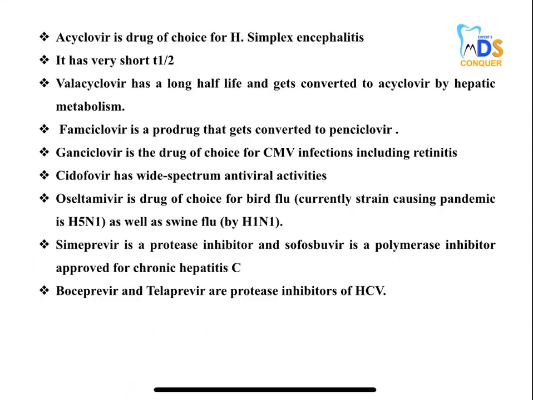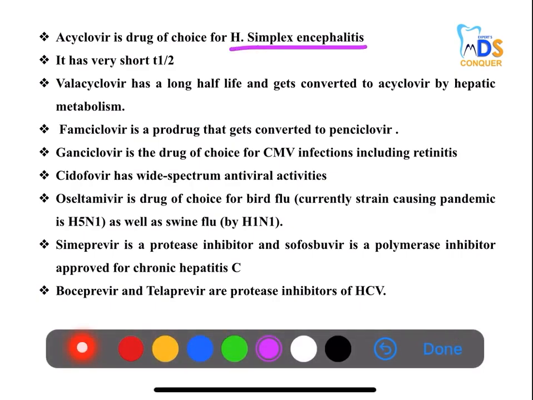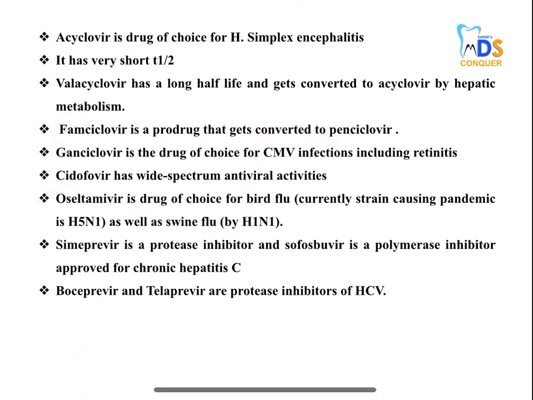So again the important points. The drug of choice for encephalitis of HSV is acyclovir. Valacyclovir has a long half-life and gets converted to acyclovir by hepatic metabolism. Famciclovir is a prodrug and gets converted to penciclovir. So if the question asks which of the following antiviral drugs is a prodrug, then you have to go for famciclovir. Ganciclovir is for CMV, including retinitis. And oseltamivir was given for swine flu, very important. So just have a look at the important points given here.